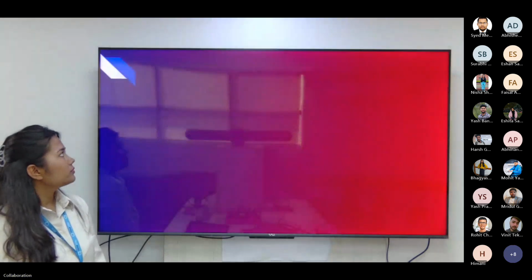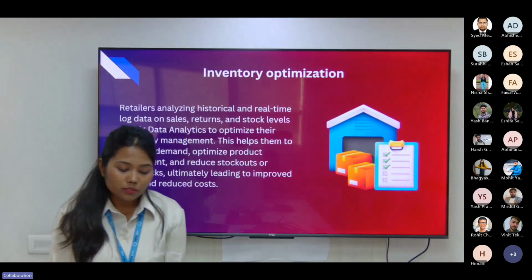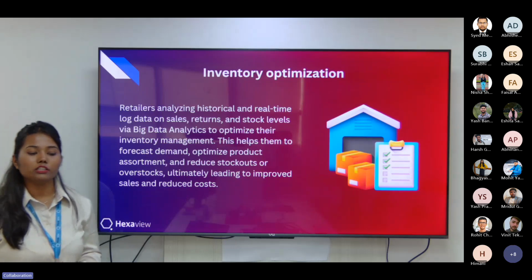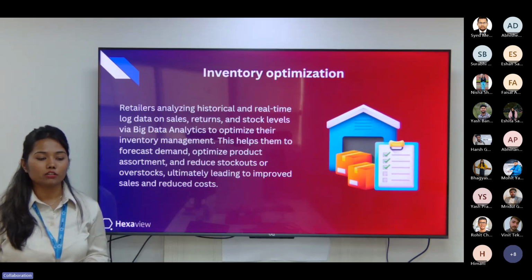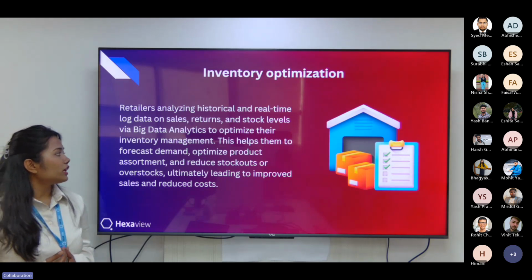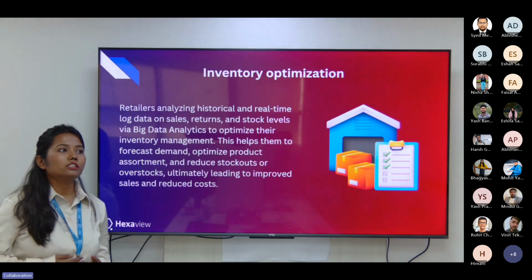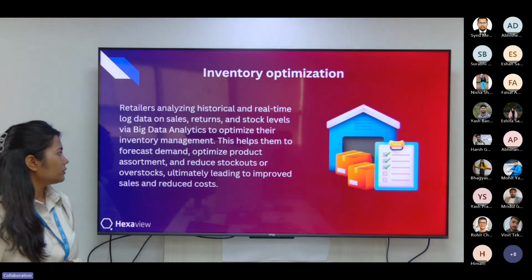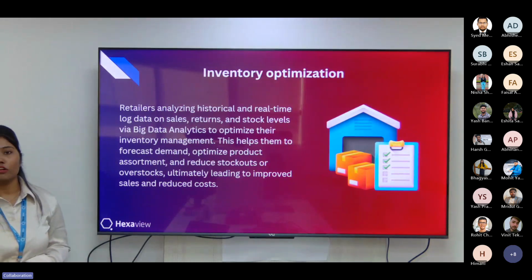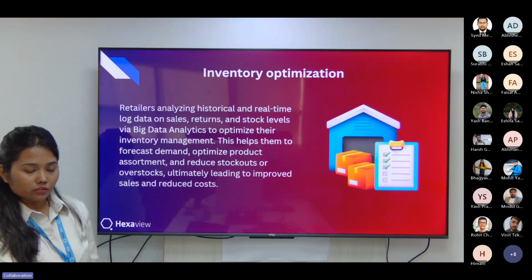Next use is inventory optimization. In inventory optimization, analysts are using historical or real time data based on sales or return orders, stocks and all. With the help of this, they can forecast the demand, when the demand increases, what are the products that will be ordered in large number. Also with this, they can reduce the problem of stock outs or overstocks and all, so that it will result in improved sales and reduced cost.